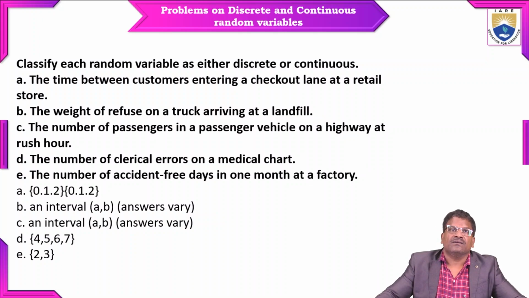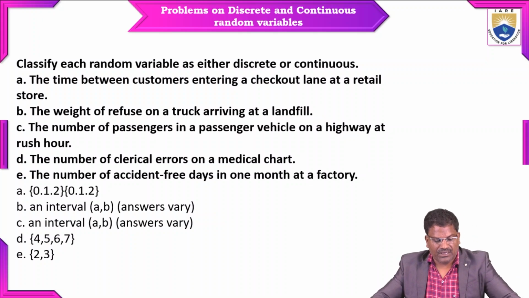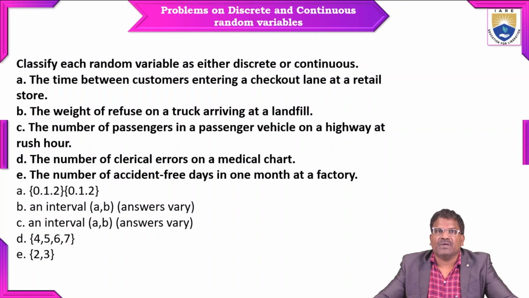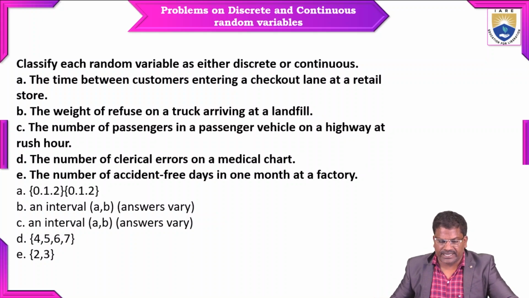Next, the number of clerical errors on a medical chart, we can count, so it comes under discrete. The number of accident-free days in 1 month at a factory, maybe 2, 3, like that, countable, so it comes under discrete.